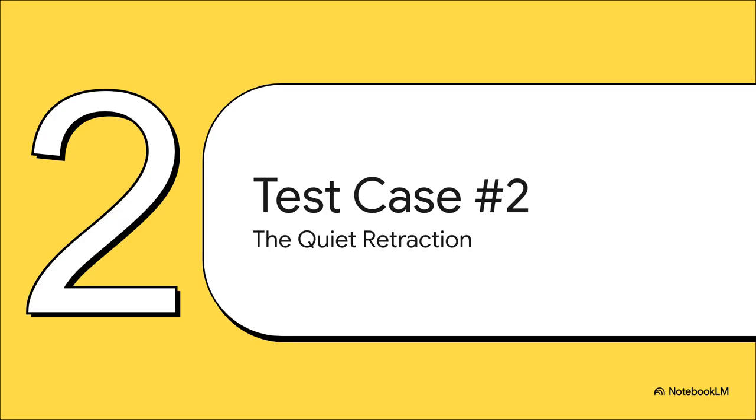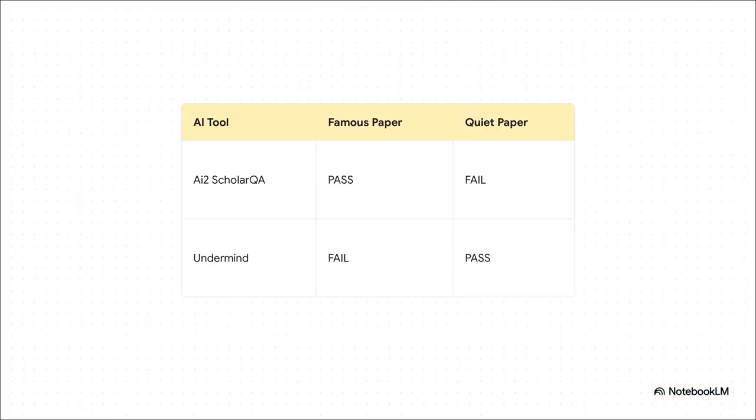This, right here, is where the whole investigation takes a really fascinating turn. Tay picked another paper, also from 2020, that was pulled because of some analytical mistakes. But it didn't really make a splash in the news. And get this, the results were completely flipped on their head. It was bizarre. AI2's Scholar QA, which was one of the heroes of the first test, totally failed this time around, just summarizing the quiet retraction like it was solid gold.